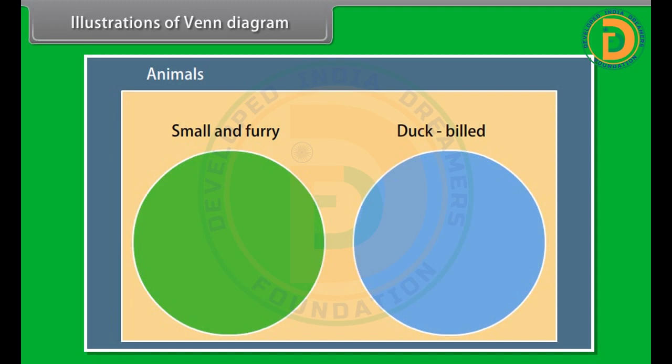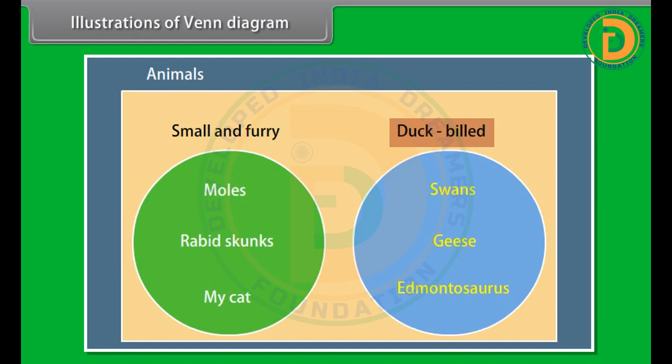Now we'll fill in or populate the diagram. Moles, rabbit skunks, and my cat are all small and furry. Swans, geese, and Edmontosaurus are all duck-bills. Worms are small but not furry, and horses are furry but not small, and neither is a duck-bill. However, they are animals. They fit inside our universe, but outside the circles.